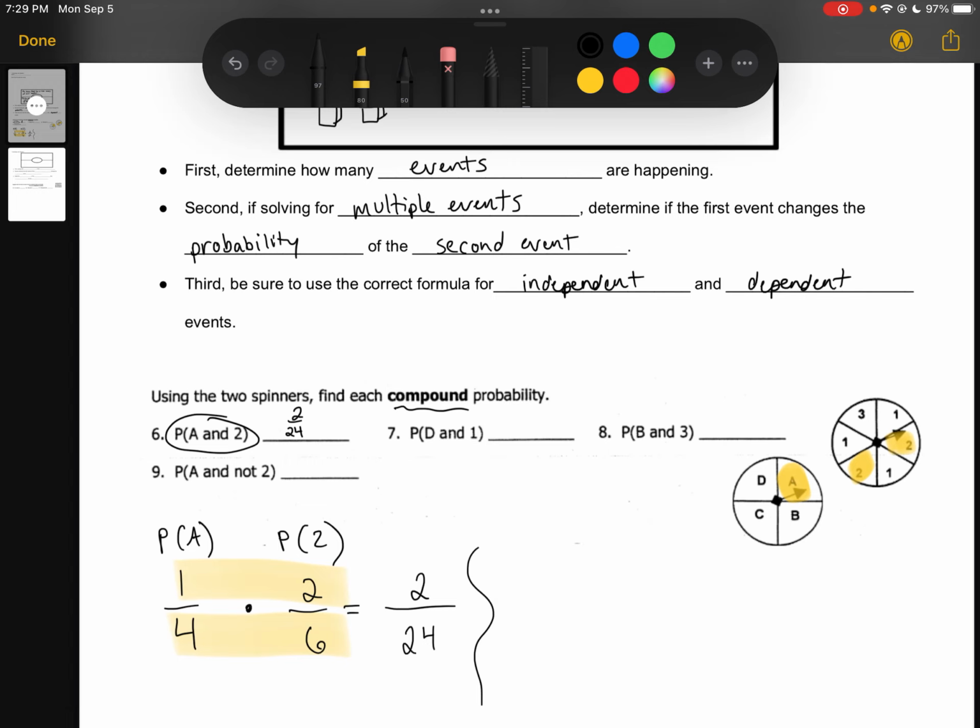So now I'm going to ask you to jump into the second one here, the probability of getting a D and the probability of getting a 1. I'm going to ask you to solve this one in Canvas now.